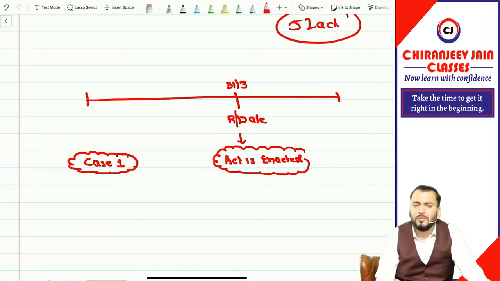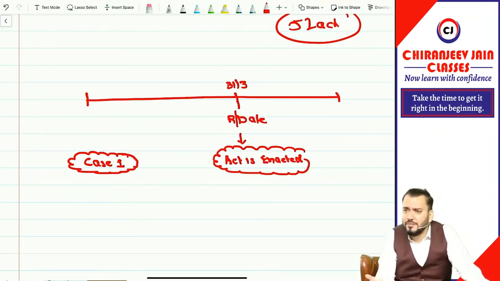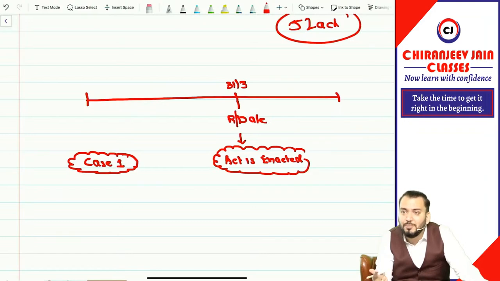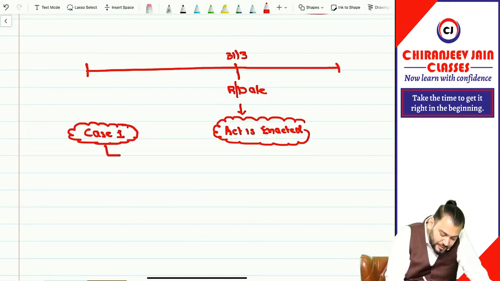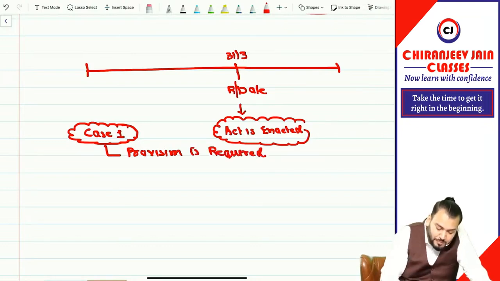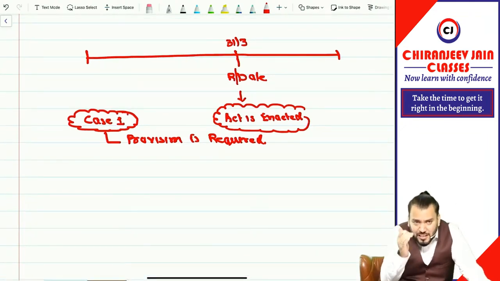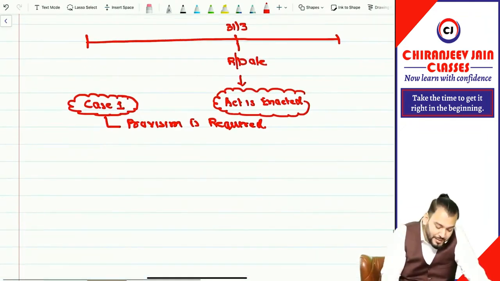Suppose it is an act for cleaning up the environment. You have a factory, you are polluting the environment, and there is already one act which is enacted on or before 31st March for cleaning the environment. So there is a legal obligation. Should you create a provision or not? You should create a provision. It means the act is enacted, so a provision is required, if all the other conditions are satisfied. Of course, all conditions need to be satisfied. Case number 2.